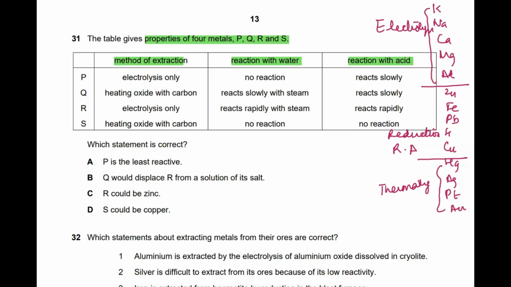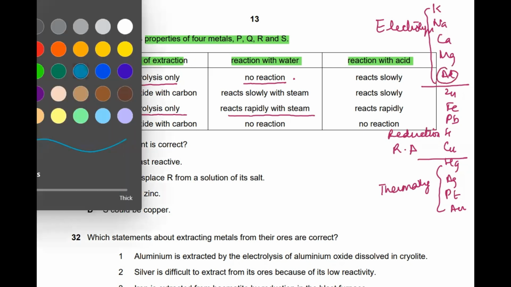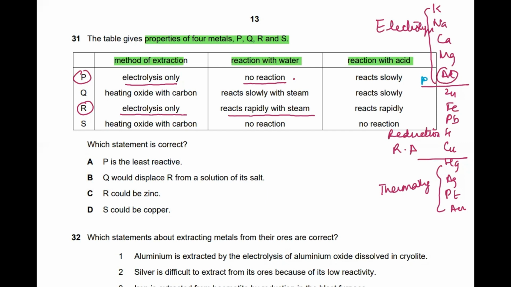So when you talk about the P and Q, they seem to be more reactive. They seem to be on top because we know the method of extraction is electrolysis. Okay. Now let's see the reaction with water, and here it reacts speedily with steam. So it is not going to react with water. So that might be aluminium, because aluminium has an oxide layer on it. So we can guess that this is less reactive. This is P and R is somewhere above P.